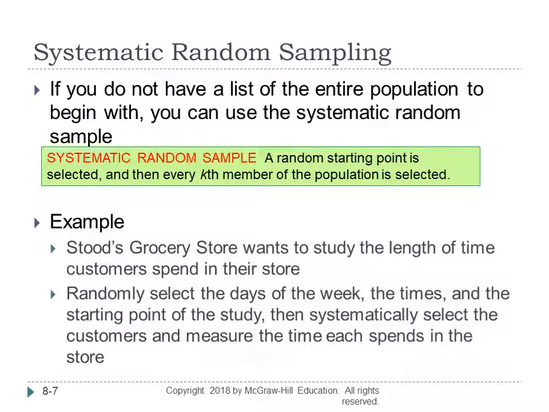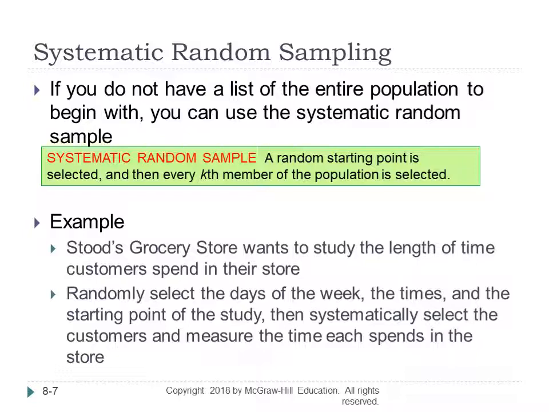And here is an example. This is a grocery store. A grocery store wants to study the length of time customers spend in their store. I mean, how long do customers stay in the store. Of course, they don't know all the customers. So when using the systematic method for sampling, you may randomly select the days of the week and the time that you will want to start sampling. This is now the starting point of the study.